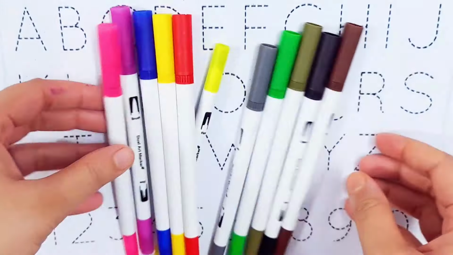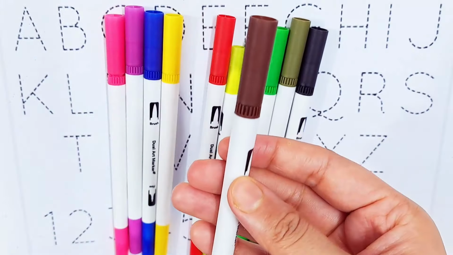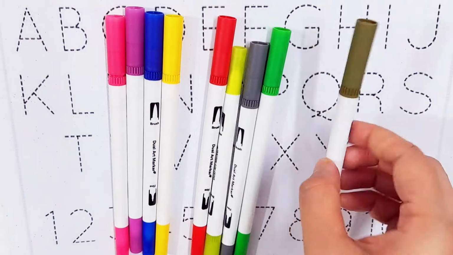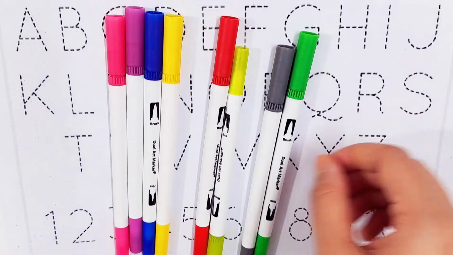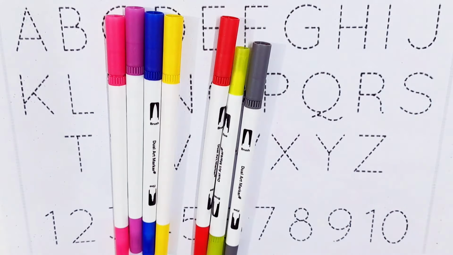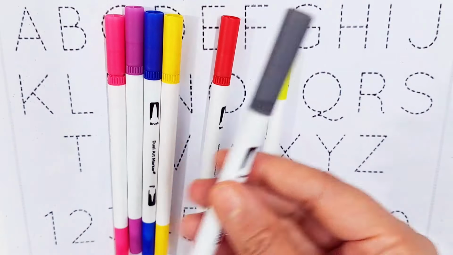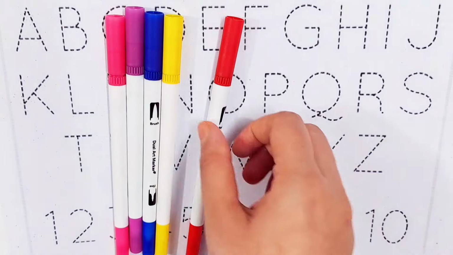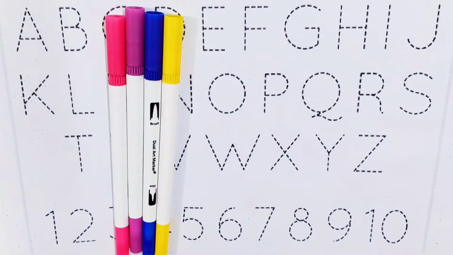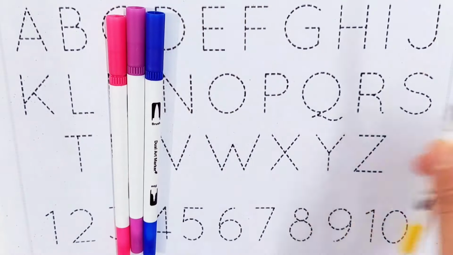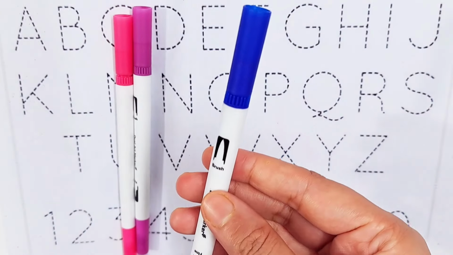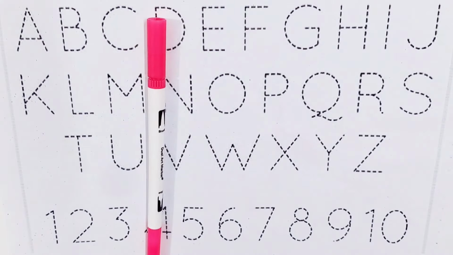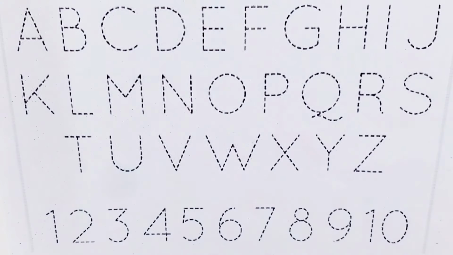Let's learn some colors name. Brown color. Black color. Olive color. Green color. Gray color. Lime color. Red color. Yellow color. Dark blue color. Violet color. Pink color.